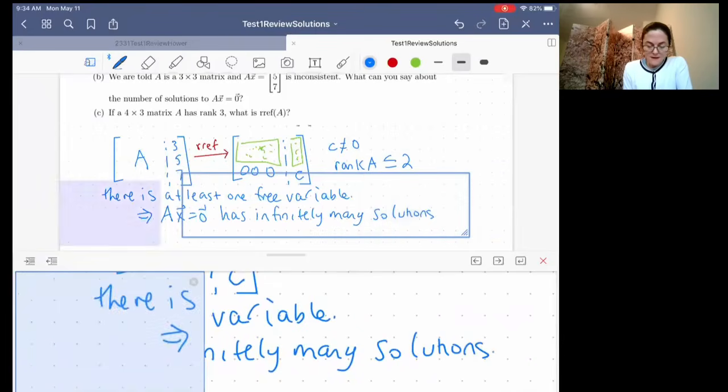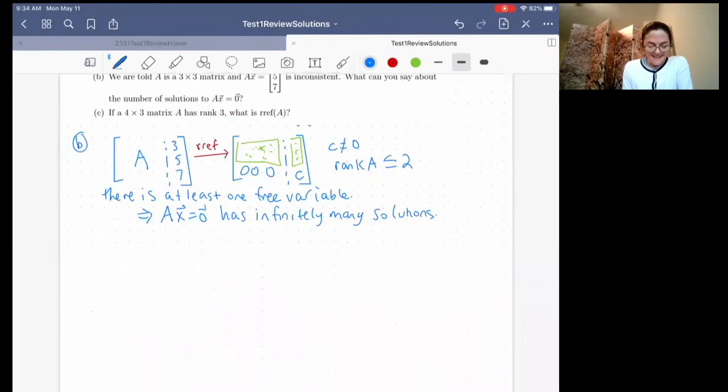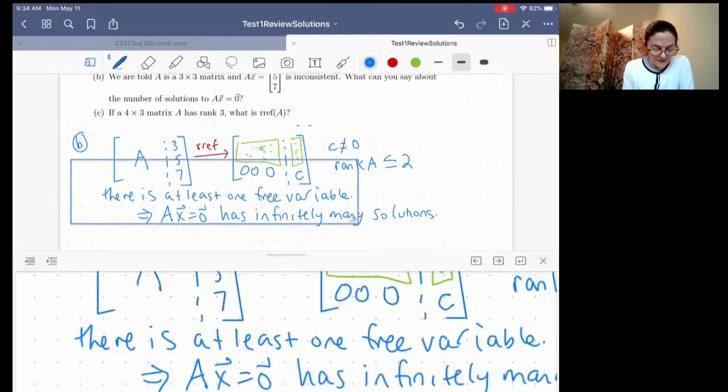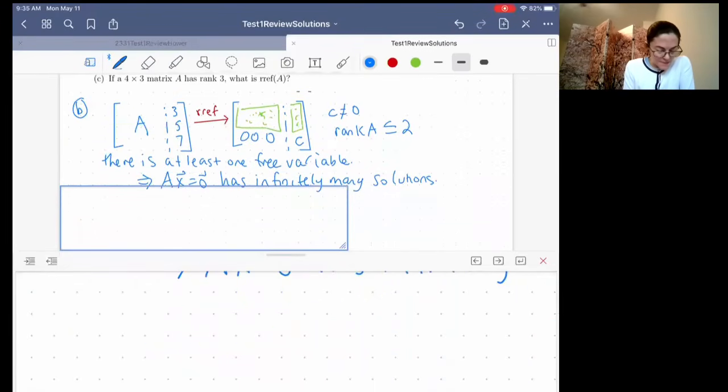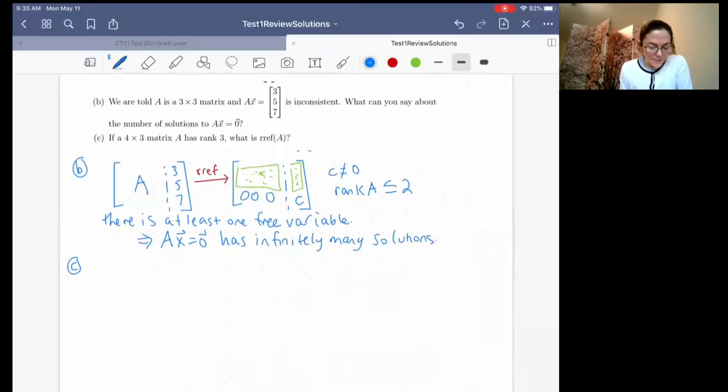Okay, very nice. This was B. Okay, now C. These problems I'm doing now, I think they were in 1.3. They're really good for making you think about rank and understanding the kinds of things that happen.